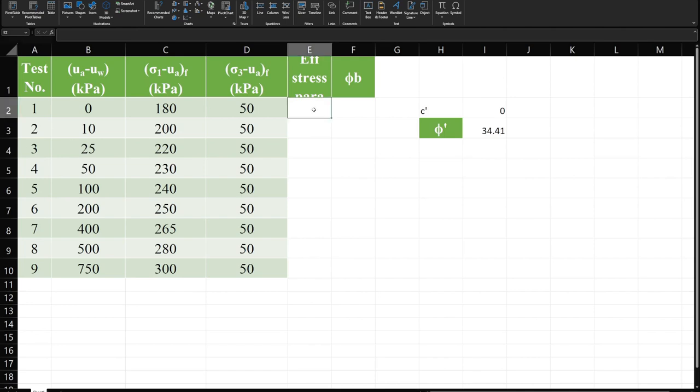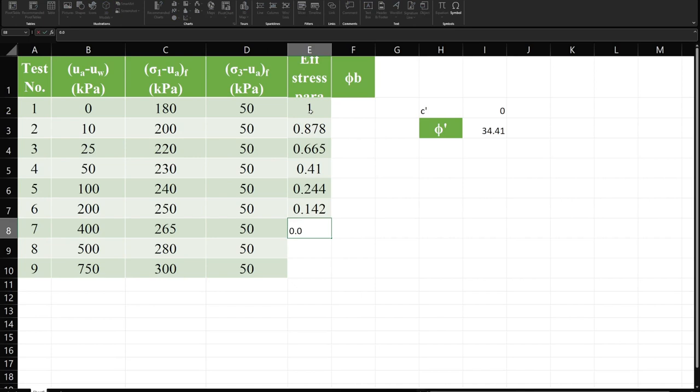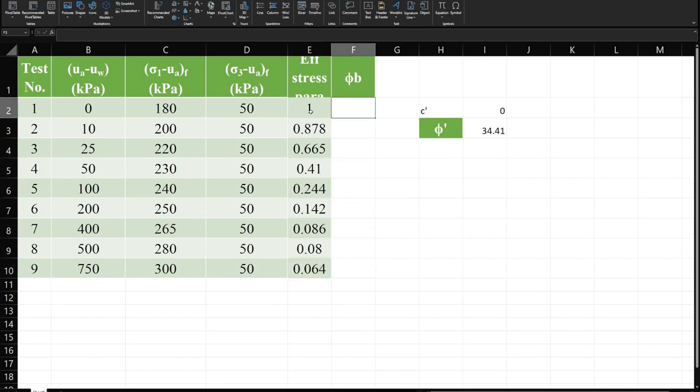That is nothing but 1. Then we have 0.878. Then we have 0.665, 0.41, 0.244, and we have 0.142. Next one 0.086, 0.080, 0.064, right? So if we need to determine the value of phi b, how we can do that?